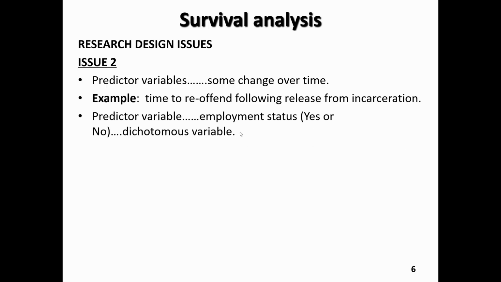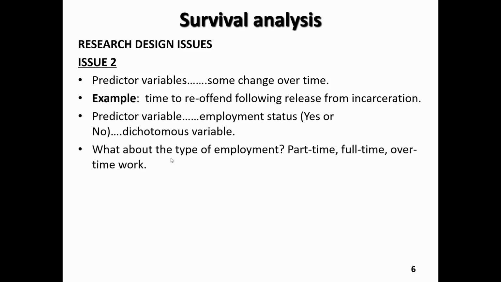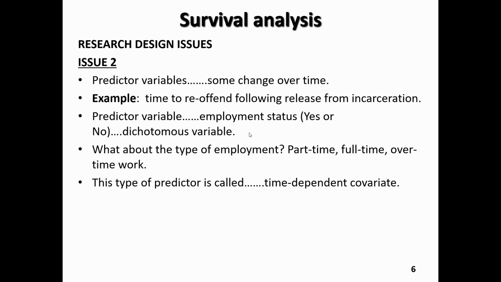However, as a concern with dichotomous variables, this is stated far too generally and doesn't encompass the full nature of employment status. And so researchers may want to ask the question, what about the type of employment? Is it part-time employment? Is it full-time? Is there overtime work? Does the person change their employment status during the period of the study? And that's something that would certainly impact the time to reoffend, and that would have to be worked into the study as part of the predictor variable. If we just leave it as a dichotomous variable, these very important items here would not be accounted for in determining whether employment status is beneficial for somebody released from incarceration.